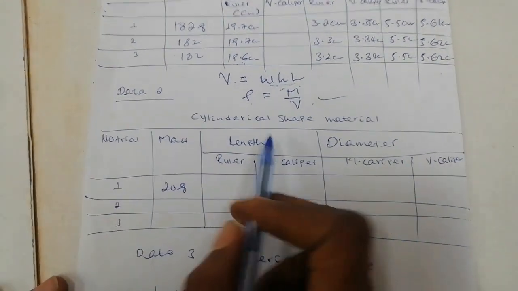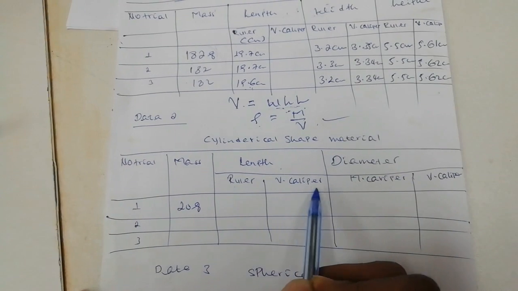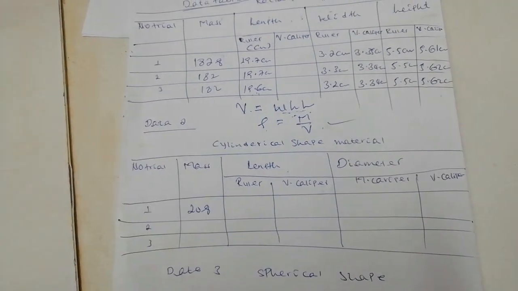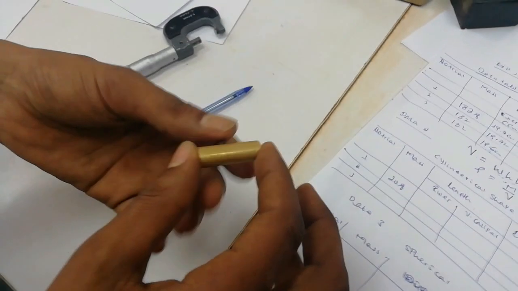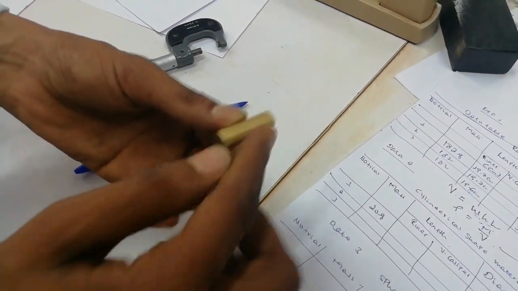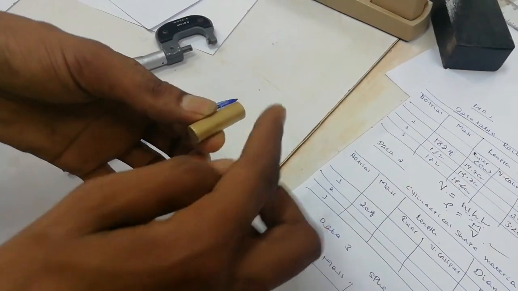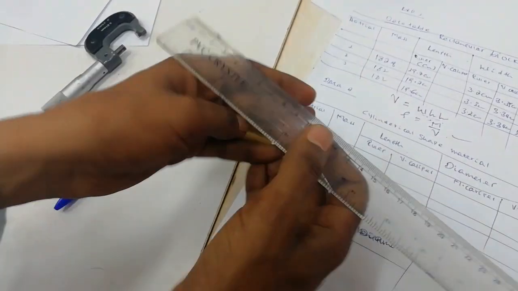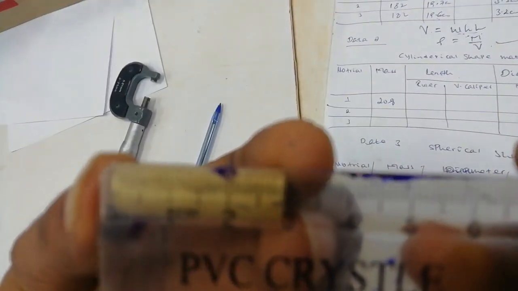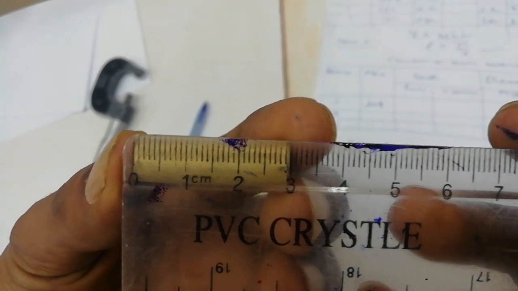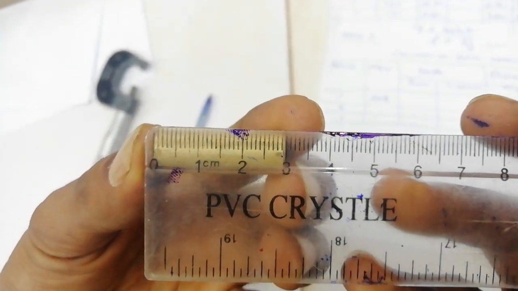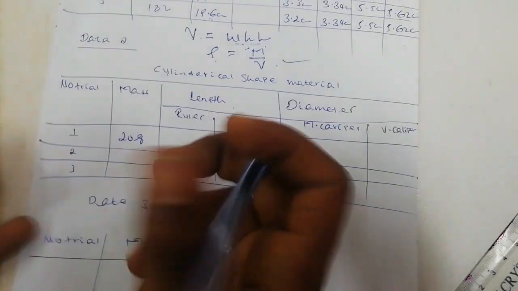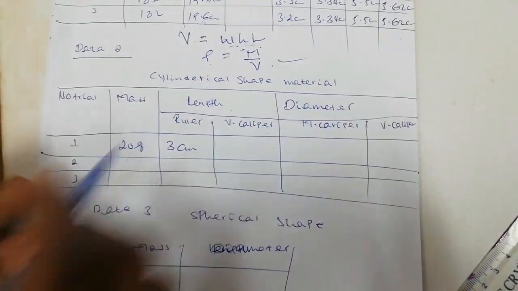The second one is length, measured by a ruler and the vernier caliper. Length means, for this rectangle or cylindrical shape, from this to this is the length, and this is the width. To measure this length, first you use the meter stick. It is actually 3 centimeters.